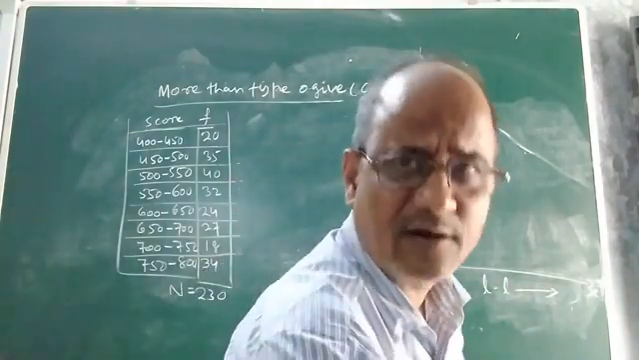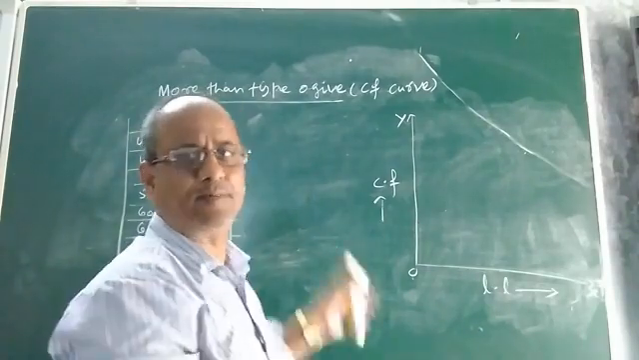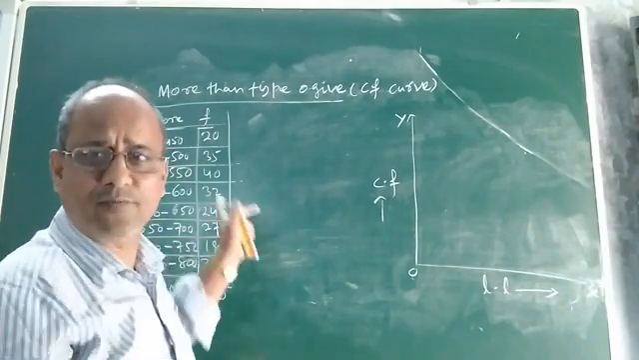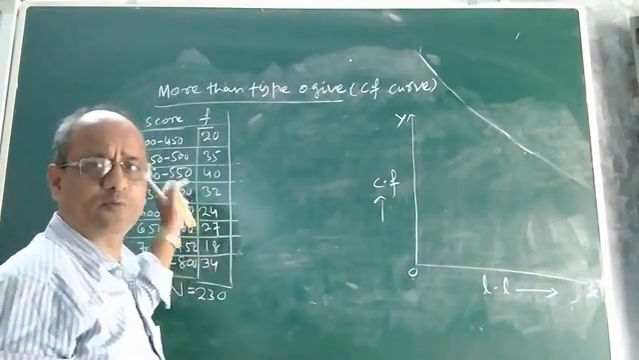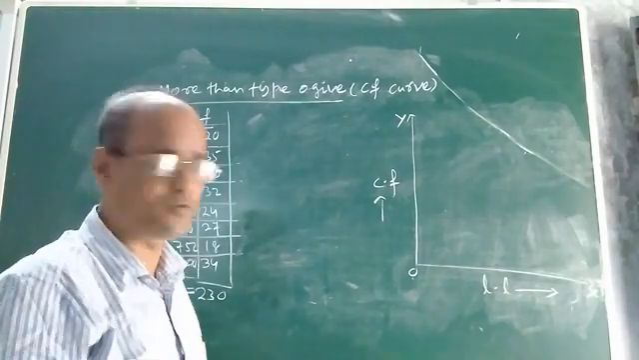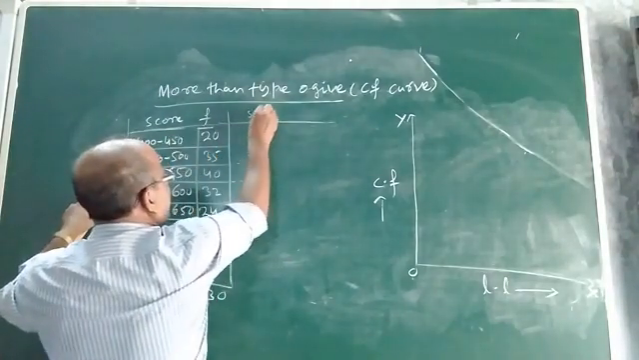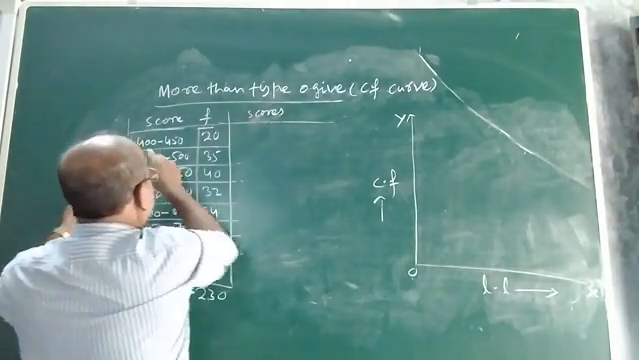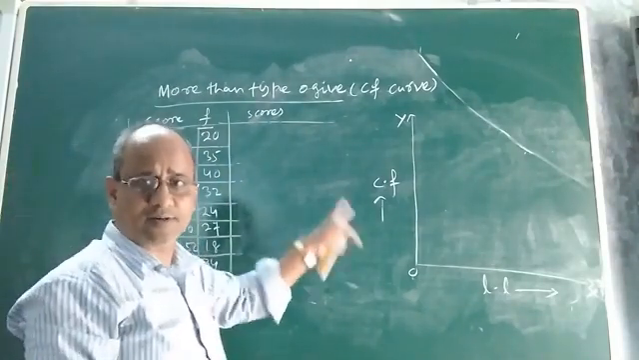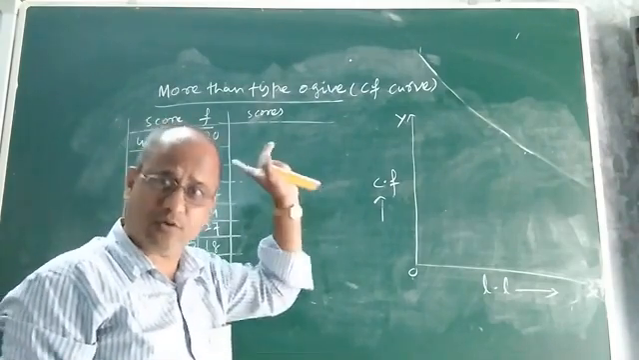So children, let us discuss it practically, in this particular continuous frequency distribution. Suppose we want to draw the more than type ogive or more than type cumulative frequency curve of this distribution. Now these are the lower limits. Make another column, scores. Consider only the lower limits, not the upper limits, because you want to construct the more than type ogive. So you have to concentrate on the lower limits only.